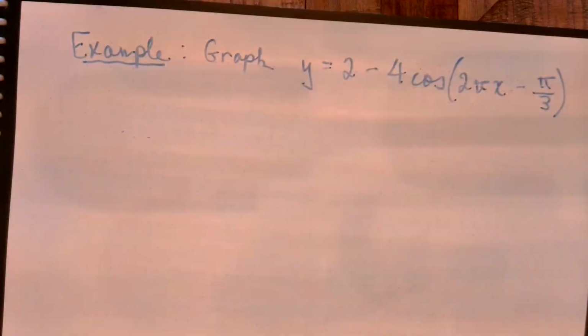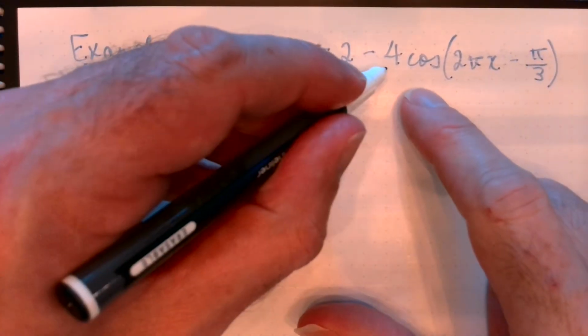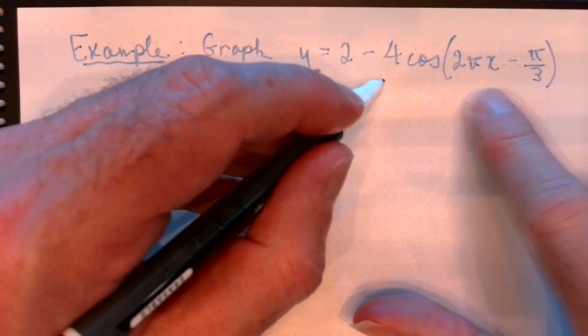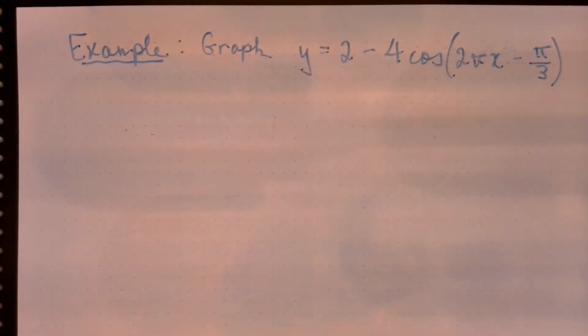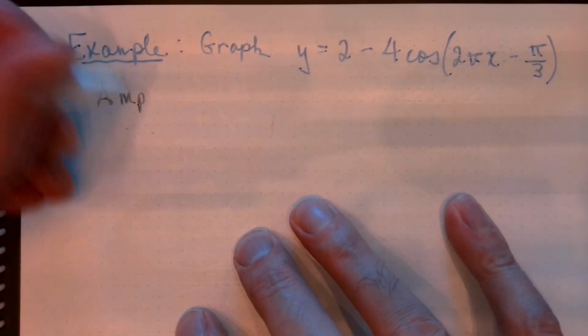Let's do one more example. Okay, so this function has a vertical shift, it has a change to the amplitude, it has a change to the period, it has a horizontal shift. We got everything in here, so let's get down to work.